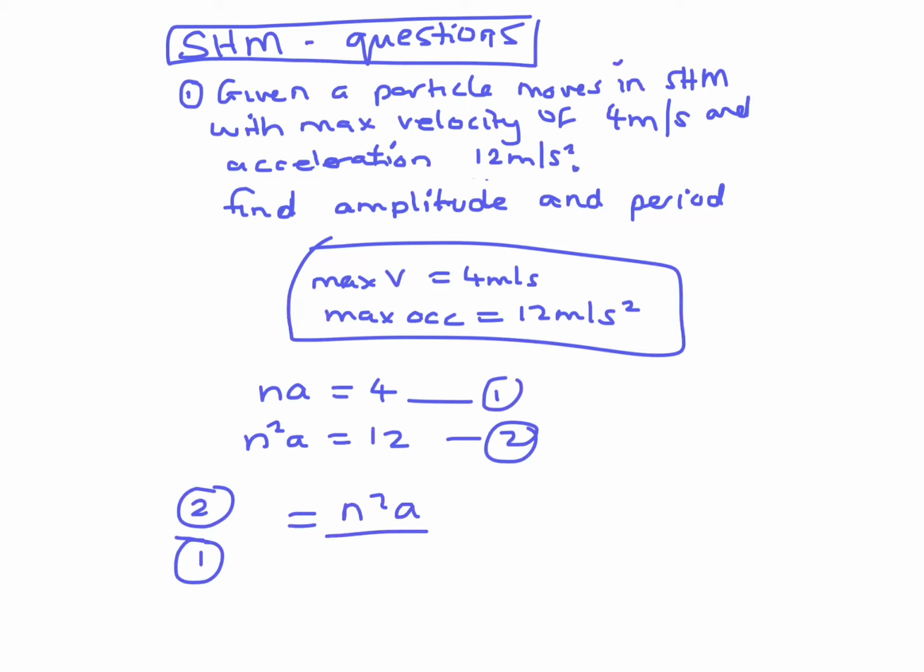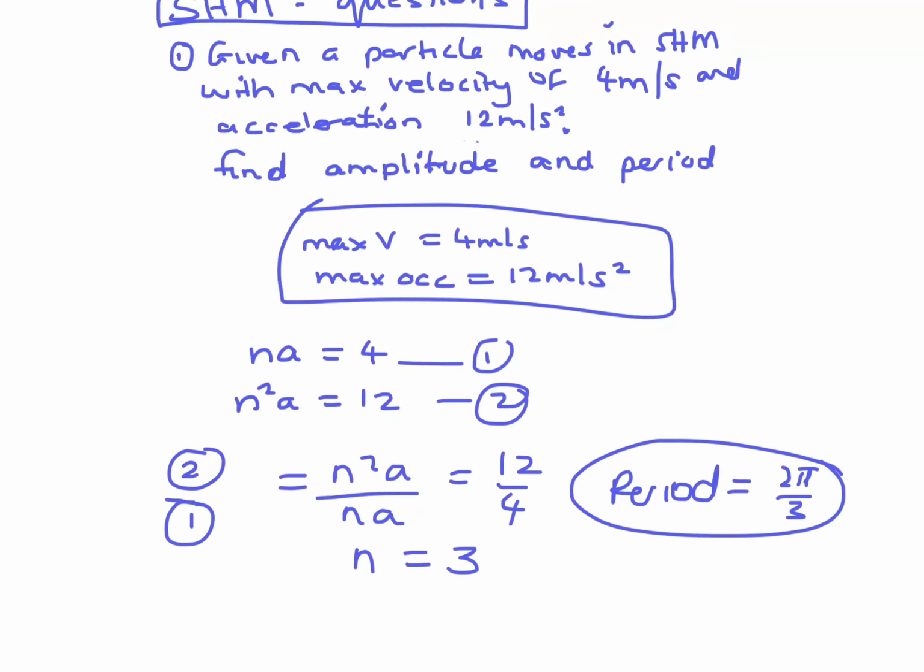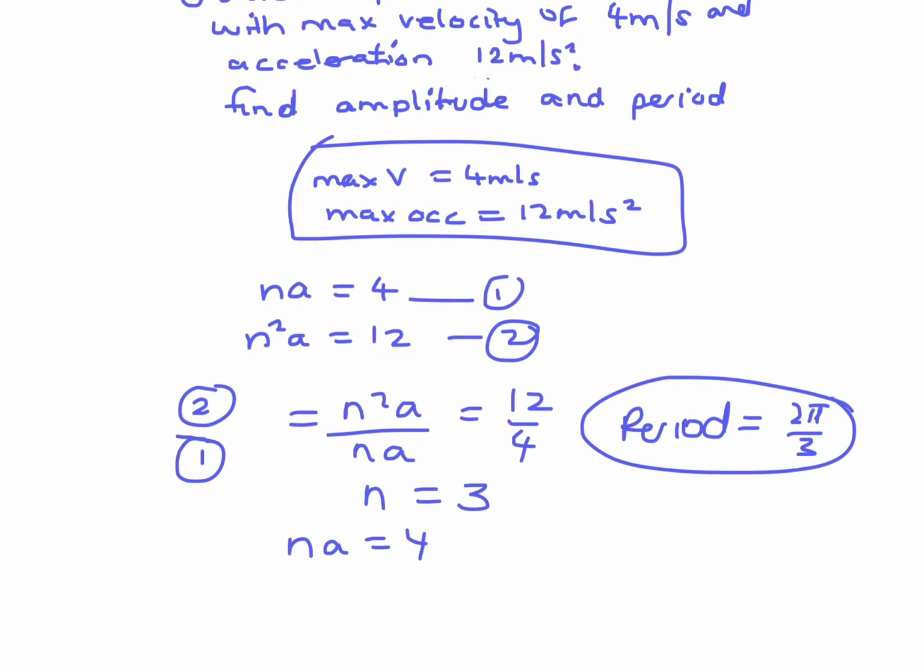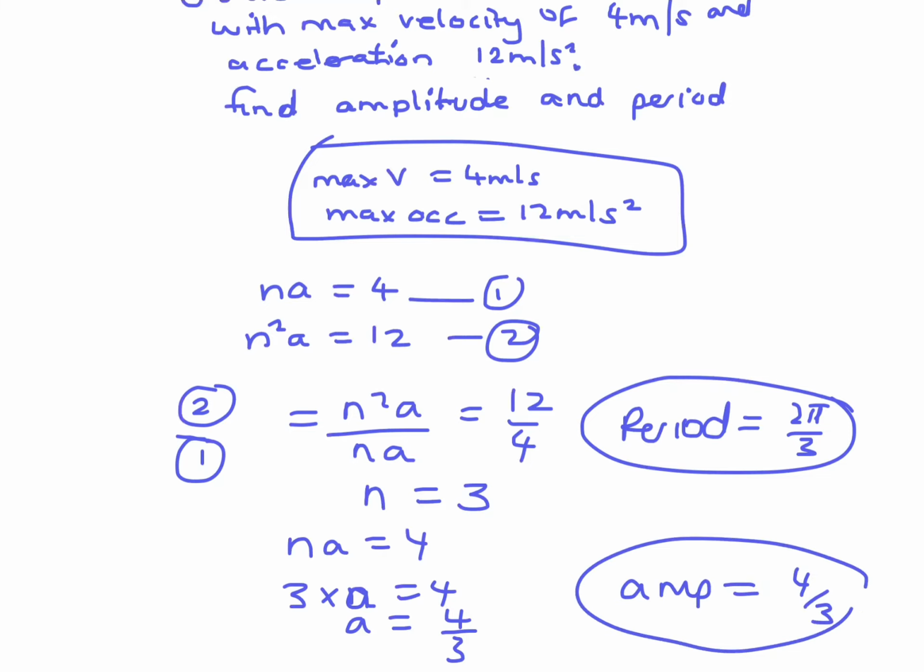So if I look at both of these, I get number 2 on number 1, n squared A on nA, is 12 on 4, so I end up with n equals 3. That means my period would be 2 pi on 3, or 2 pi on n. Now to get my amplitude, I know that nA equals 4, so I can put the 3 in place of the n and get A equals 4 over 3. So amplitude is 4 over 3.